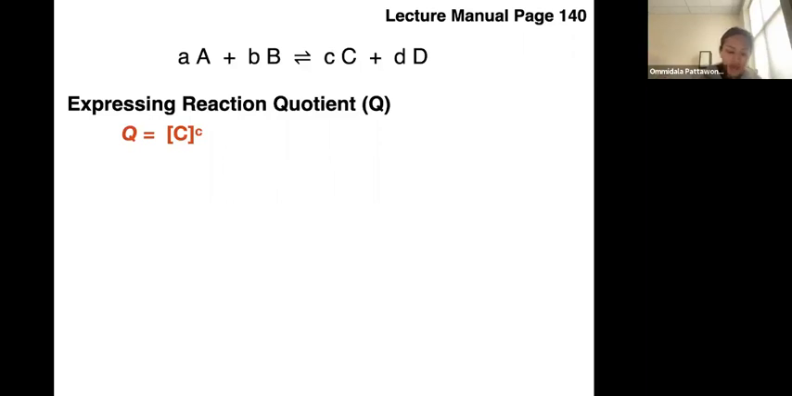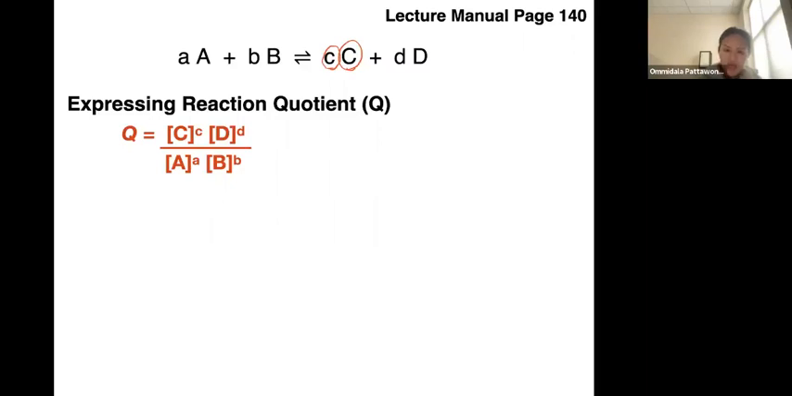For example, in this case, for C, you use the concentration of C, raised to the power of its coefficient. Same thing if you have D. You multiply all the concentrations of the products, and divide by the concentrations of the reactants, doing the same thing with their coefficients as well. This is how you express the reaction quotient.